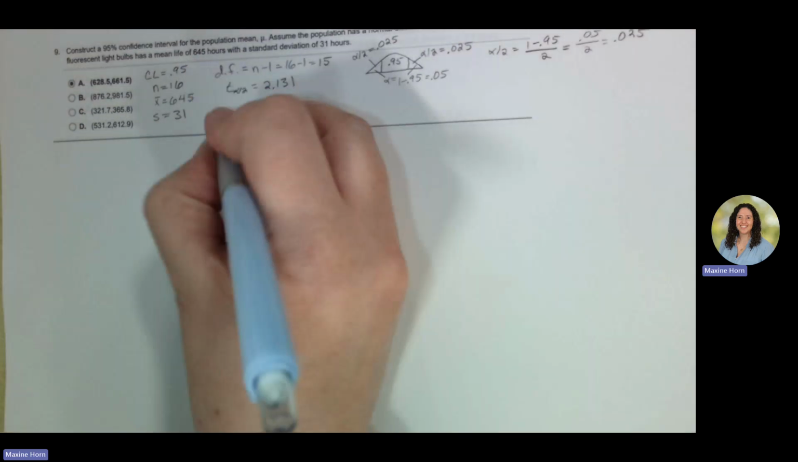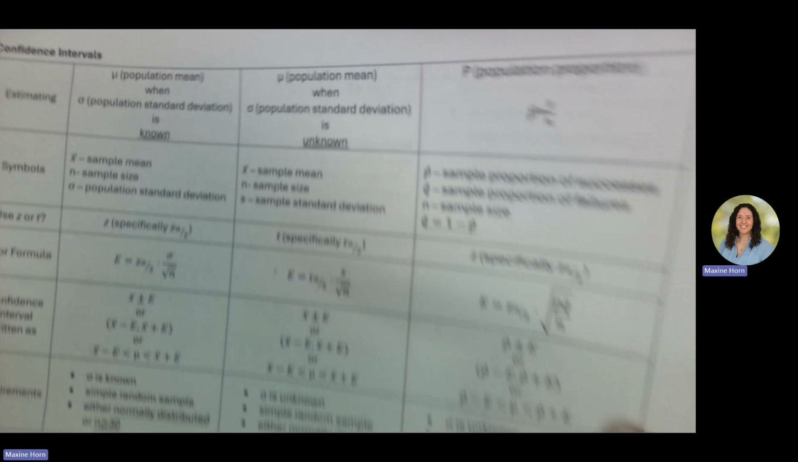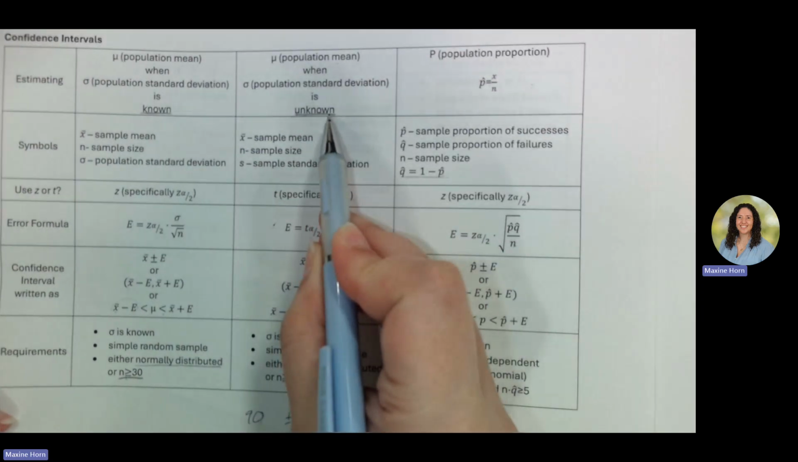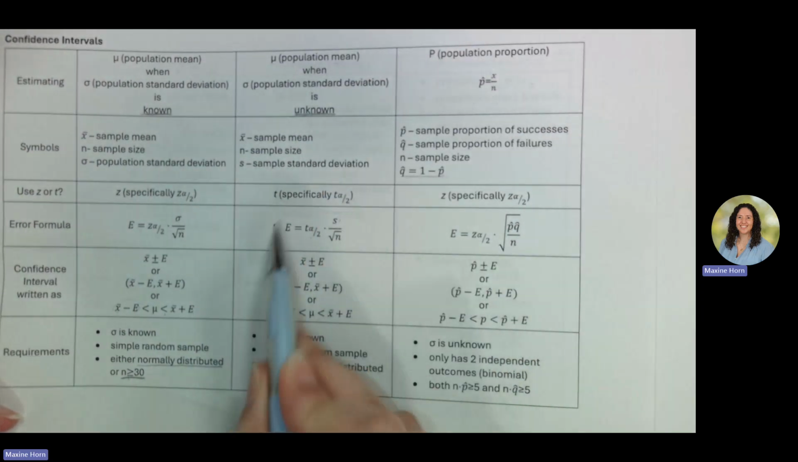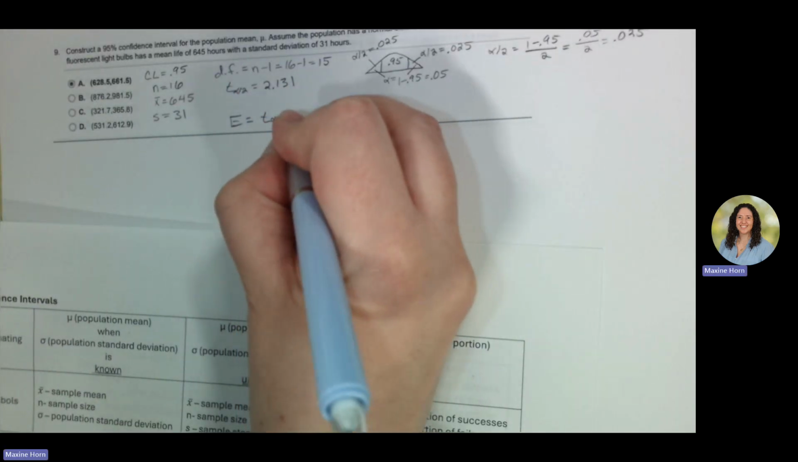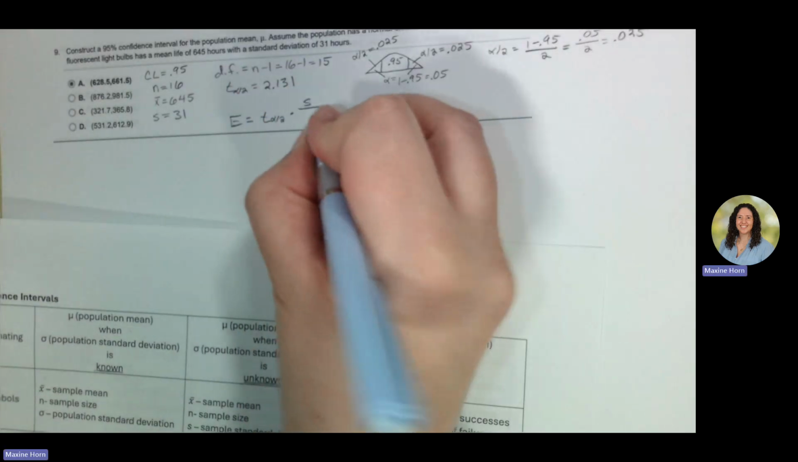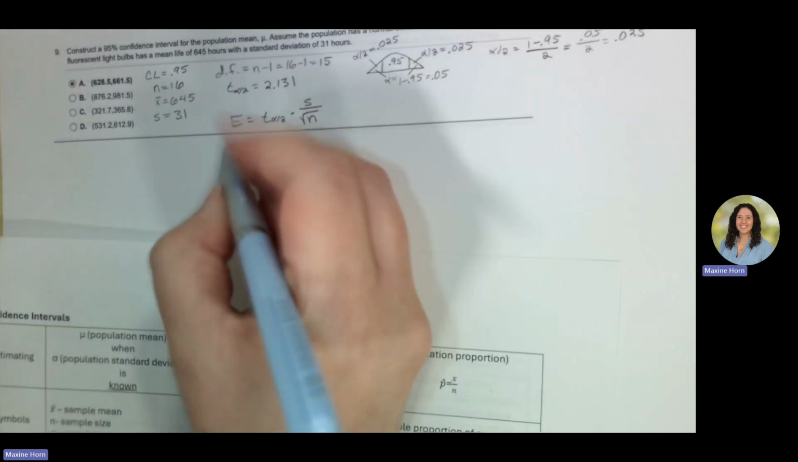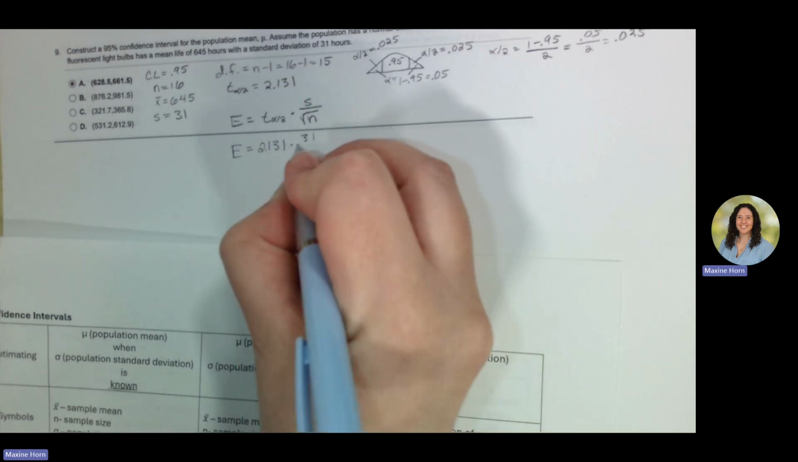now we're going to plug it into our error formula, right? Okay, so what is our error formula when we don't know our population standard deviation? Here's our error formula. Okay, it's our T alpha halves times our sample standard deviation over the square root of n. So let's plug in everything that we know. We need 2.131 times 31 over the square root of 16.